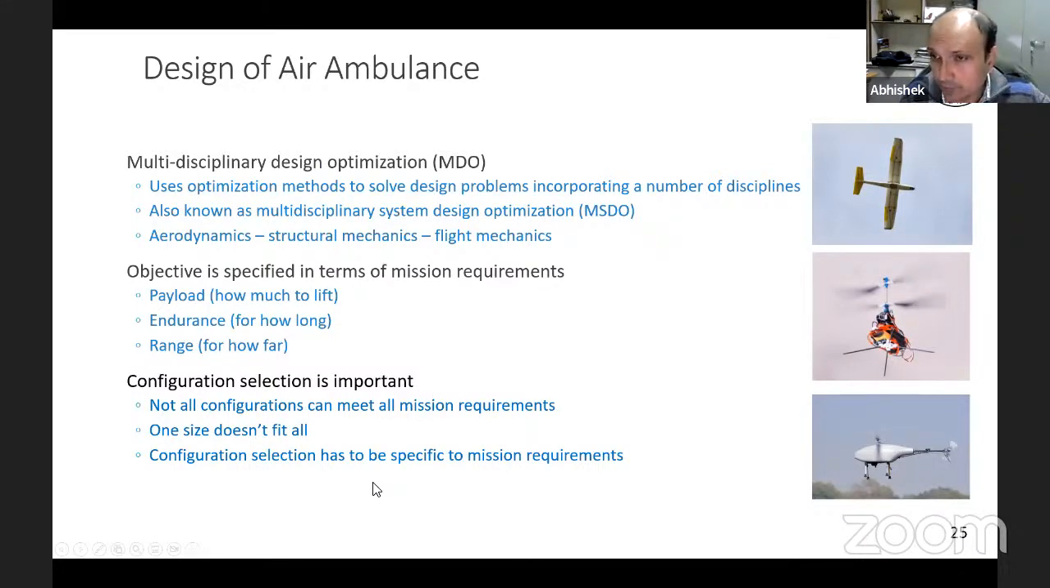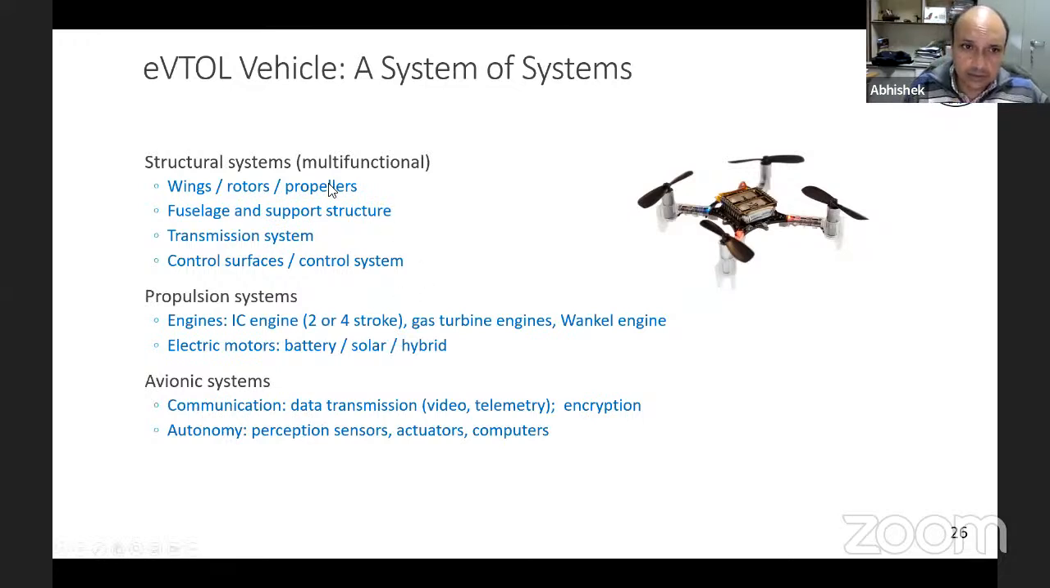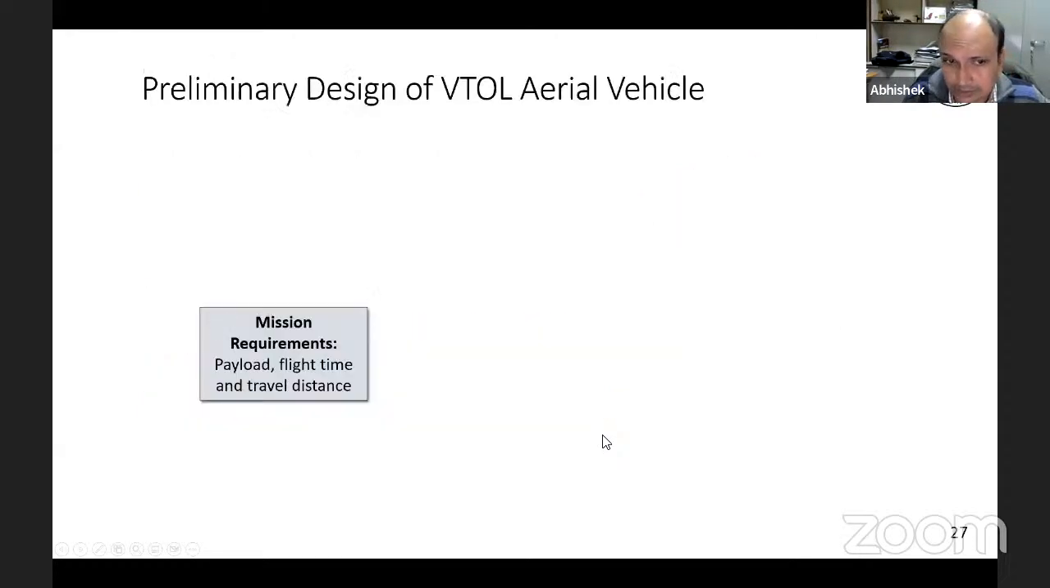And you have to ensure that the configuration you are selecting is going to make your life easier in solving the problem that you are trying to solve. So there are different systems. You have to worry about the sizing of structural systems, propulsion system sizing, avionics system sizing, and all of the weights have to be accounted for and finally included in your overall design size.